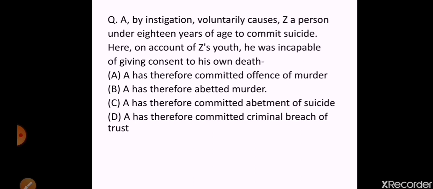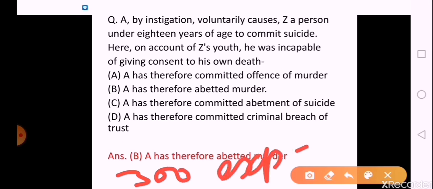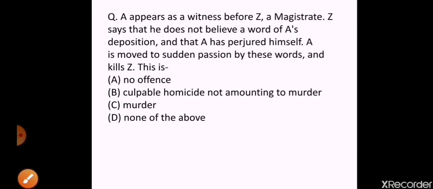Here the option is B, that is, A has therefore abetted murder. This was asked in the MP examination in 2016, and this is the illustration based on exception 5 of section 300. So exception 5 talks about this.